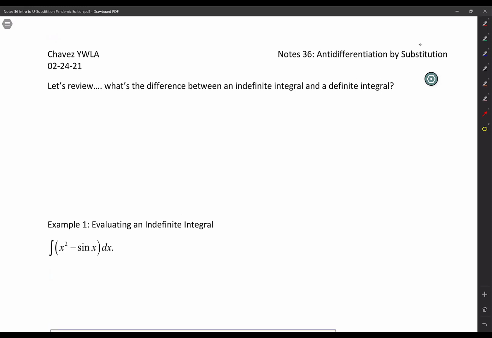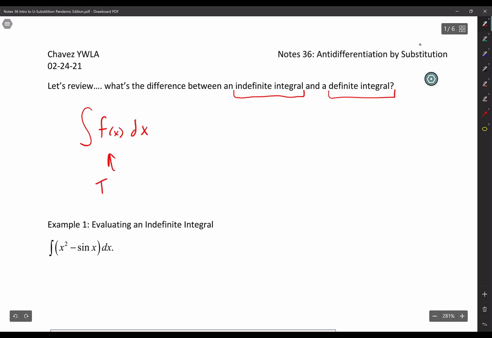So it says, what's the difference between indefinite integrals and a definite integral? So let's talk about these two really quick. And it's not a hard question, guys. So an indefinite integral does not have limits. So if I write something like this, it is an indefinite integral because it's not defined.